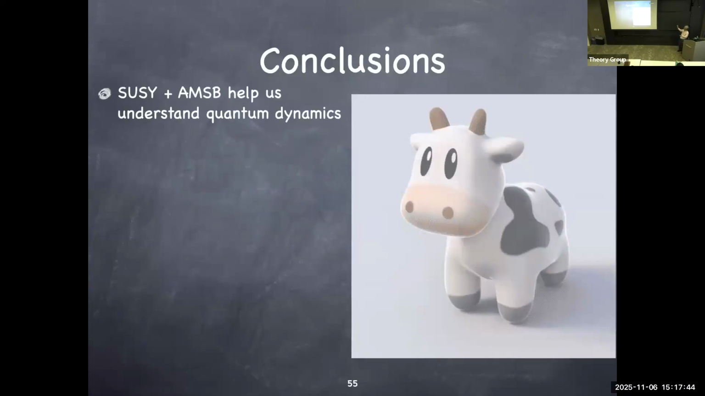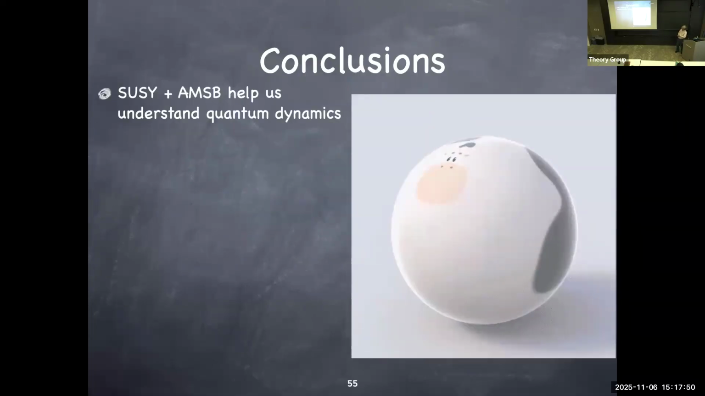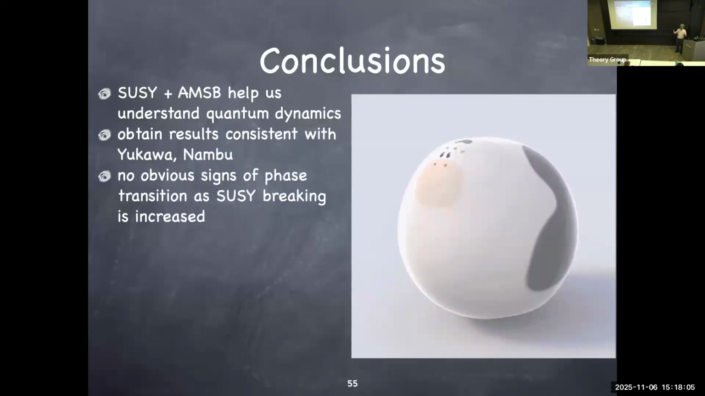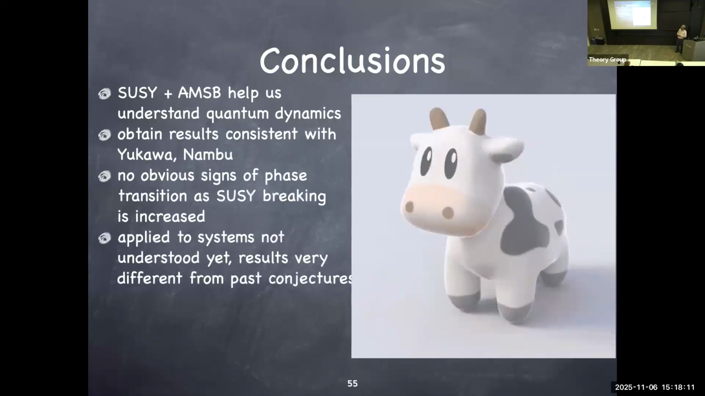So let me conclude. We wanted to understand the real cow. It turns out that SUSY plus anomaly mediation seems to be very useful. So that's a spherical cow, but you break supersymmetry a little bit. You do pick up features that look very much like what we expect in QCD. I have shown a bunch of circumstantial evidence for that. And results turned out to be consistent with what we expected, going back to Nambu and Yukawa. No obvious sign of phase transitions, at least for the small number of flavors.